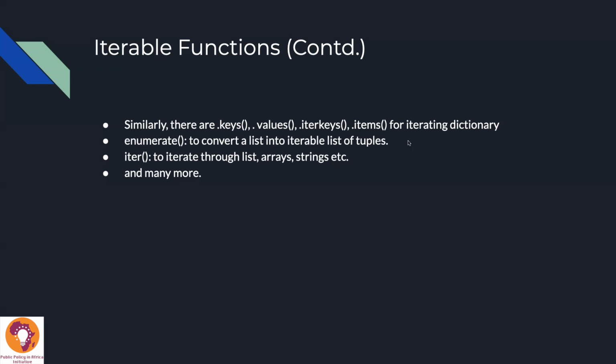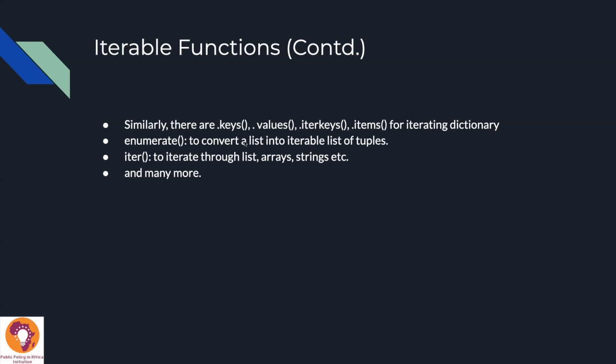So enumerate can convert a list into an iterable list of tuples. We're not going to spend too much time on enumerate or iter. They're in the book. Please read about them. You might see them, but they aren't the most common things that people use. What enumerate will essentially do is give the index and the value at that index in the form of a tuple.